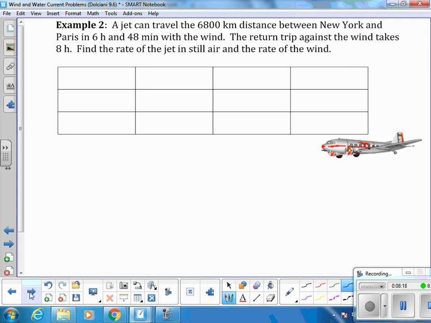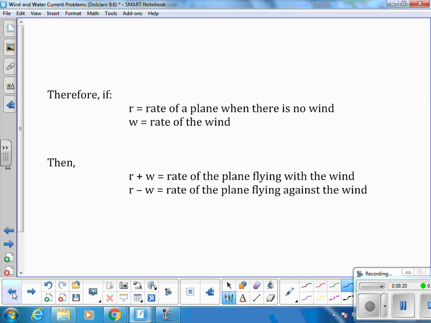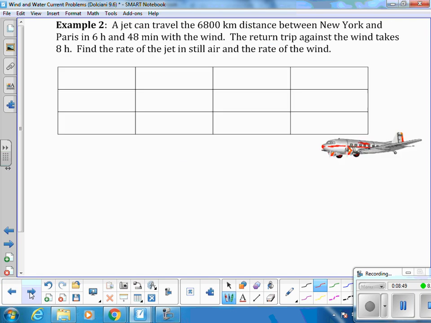Now we're talking about wind speed. So let me come back to this slide right here. If R represents the rate of the plane when there is no wind, just traveling along, W is going to be the rate of the wind. So that would tell me then that my rate plus the wind is when the plane is flying with the wind. And when I do R minus W, I'm considering the plane flying against the wind. So a couple things to keep track of. It's just like the water one. It's just now we're talking wind. Let's try it out.